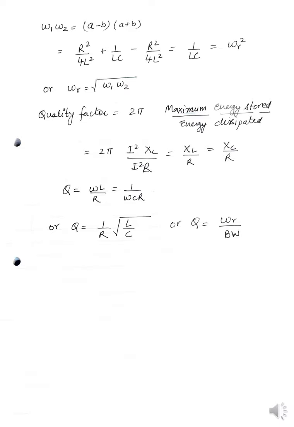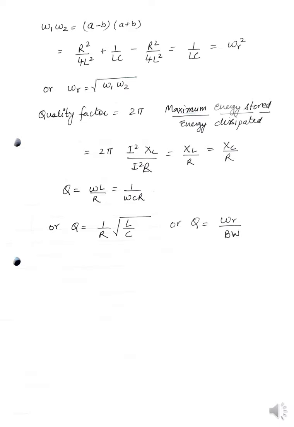Then omega 1 into omega 2 will be equal to A minus B into A plus B, and using the formula A square minus B square, it will be equal to 1 upon LC, or you can say omega R square. So if the cutoff frequencies are given to you, then you can easily find out the resonant frequency. It will be the square root of their multiplication.